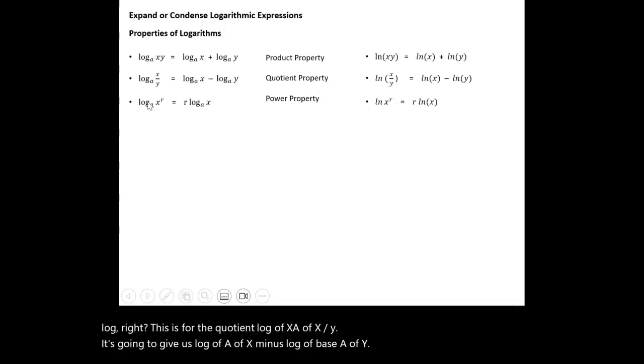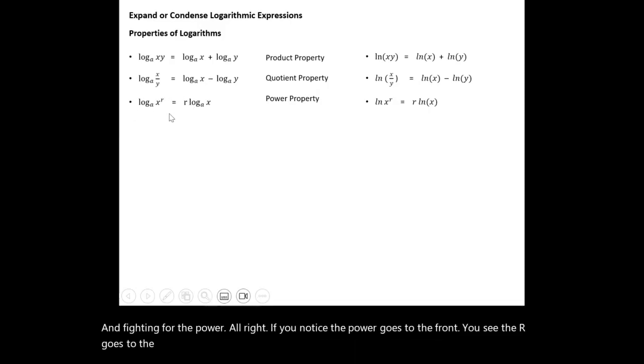And finally, for the power rule, if you notice, the power goes to the front. You see the r goes to the front. So if you have log a base a of x to the power of r, it's going to be r log a base a of x. Again, the power goes to the front.